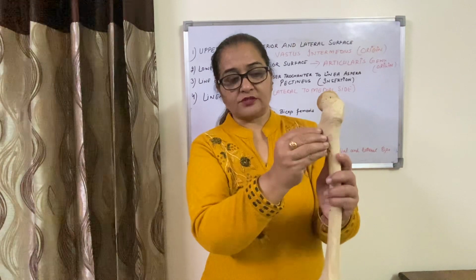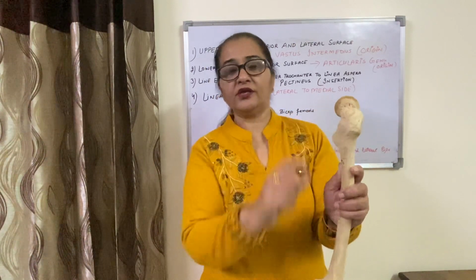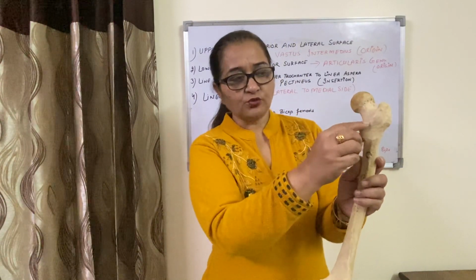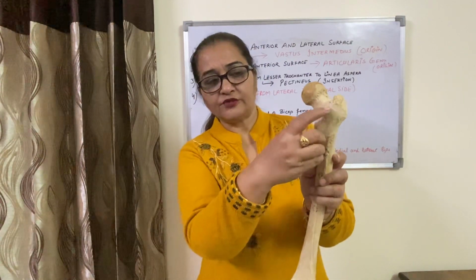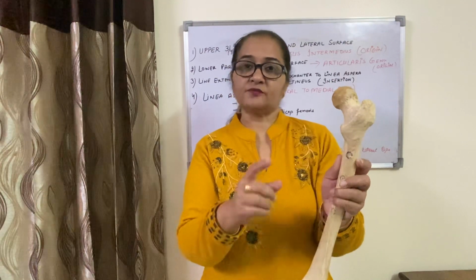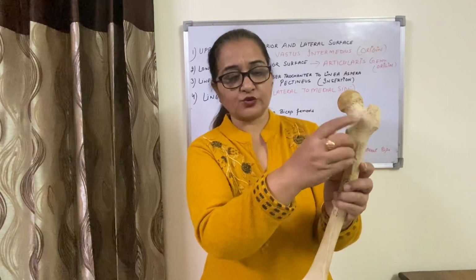Now coming to this, the apex of this superior border gives attachment to the piriformis. Now coming to this crest portion, I told you on the crest there is a tubercle which is known as the quadrate tubercle. To this quadrate tubercle, the quadratus femoris muscle is inserted.